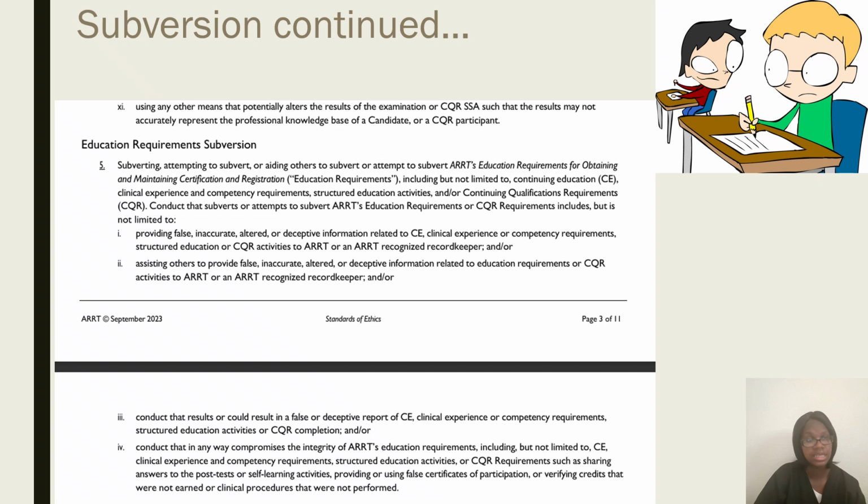Now for the subversion continued. Do not provide false, inaccurate, altered, or deceptive information related to your CE, clinical experience, or competency requirements. So this information is saying whenever you are in clinic, say you're performing your clinical exams right now, and on your sheet of paper that your teacher gave you or that you got from the ARRT website to document your clinical training, do not falsify that you were there in clinic for 12 hours when you know you were there for 8 hours. Do not falsify that you did a chest x-ray or a KUB or CT head or MRI brain when you know that you didn't do it.